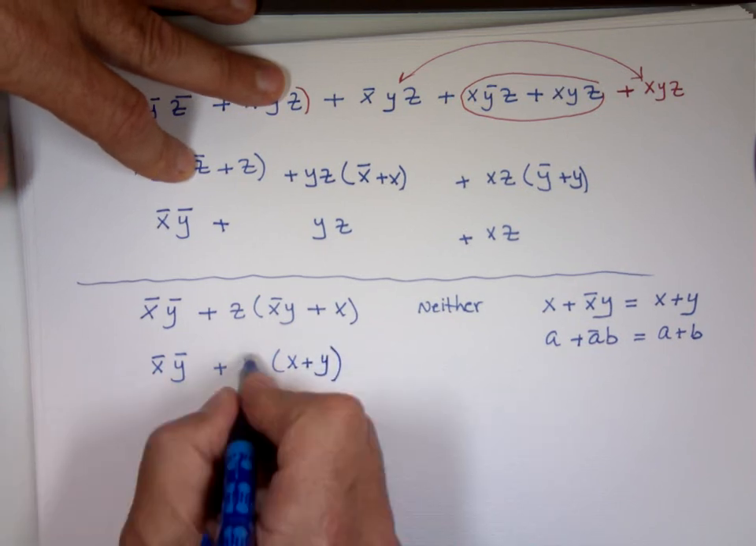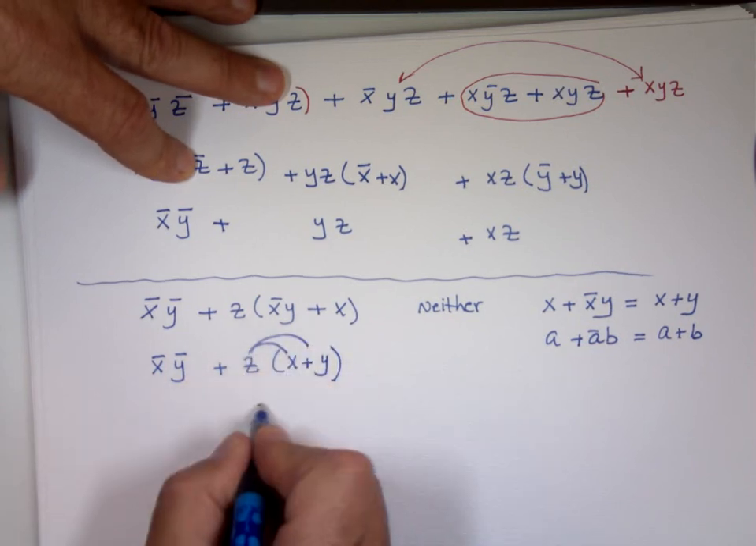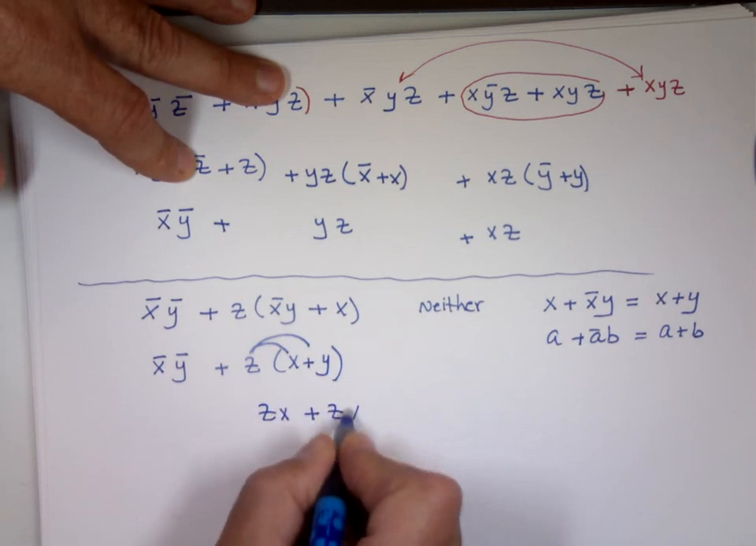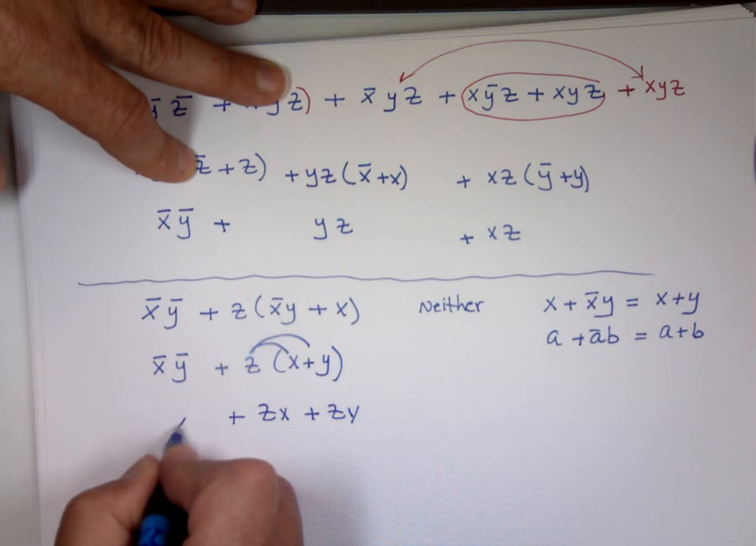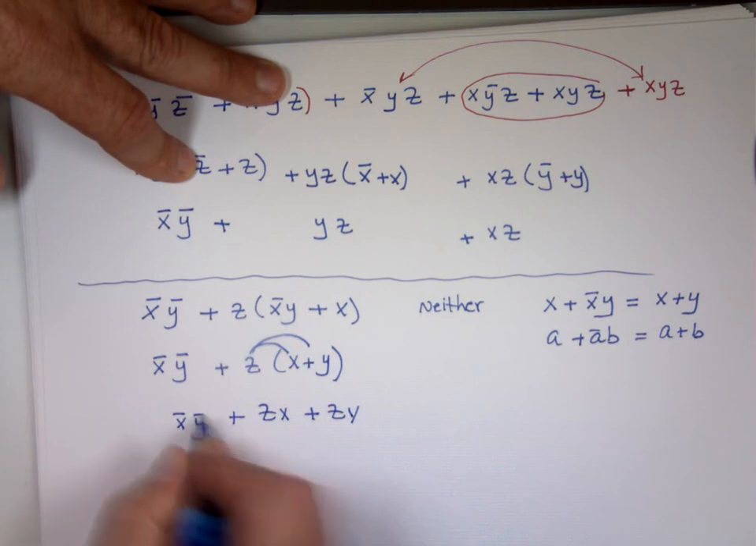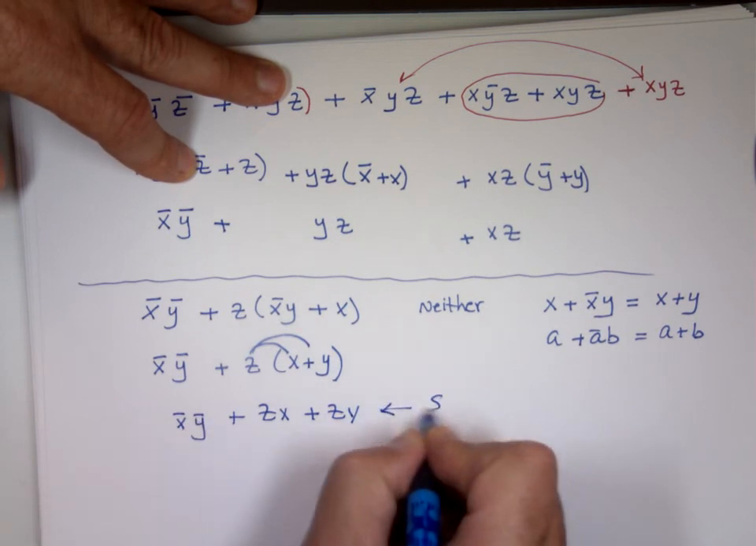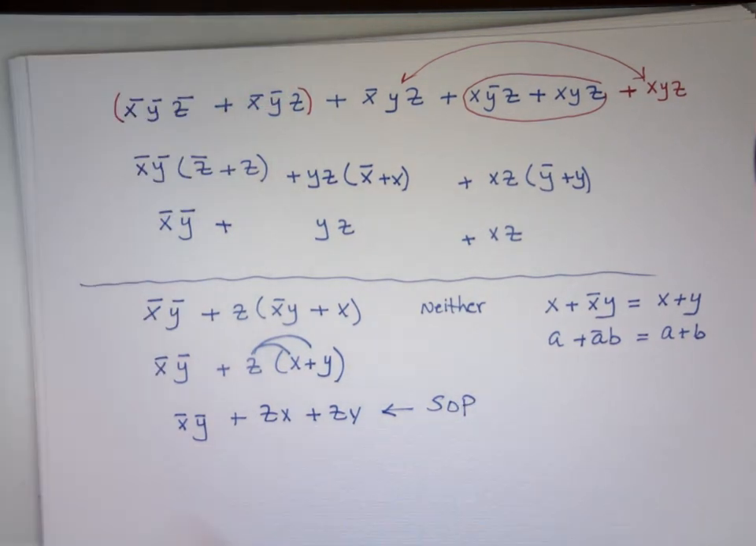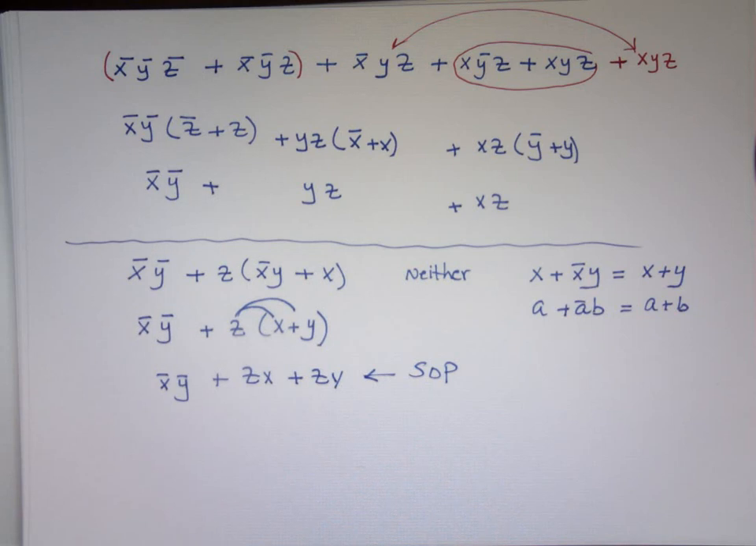That will be what? Zx plus zy plus x bar y bar. Now this problem is what? Sum of products. We have all this multiplication, we're adding them together, so we have the sum of products.